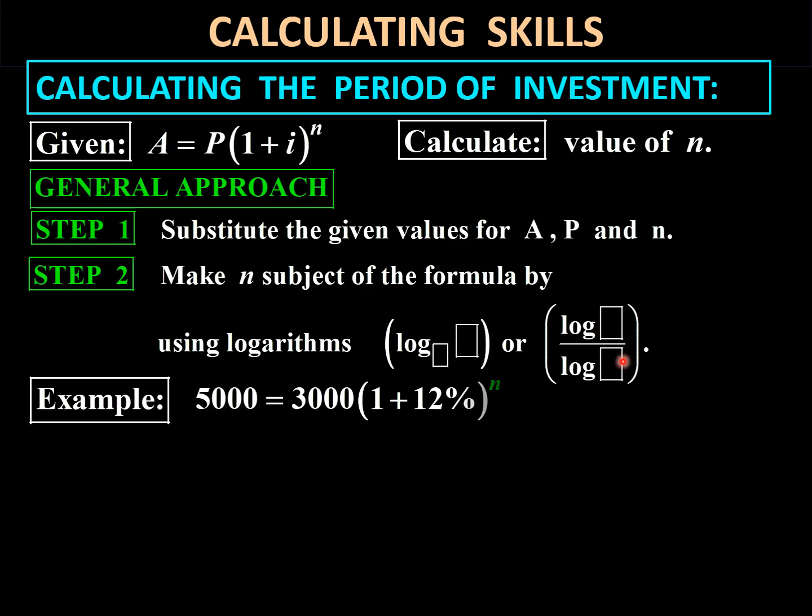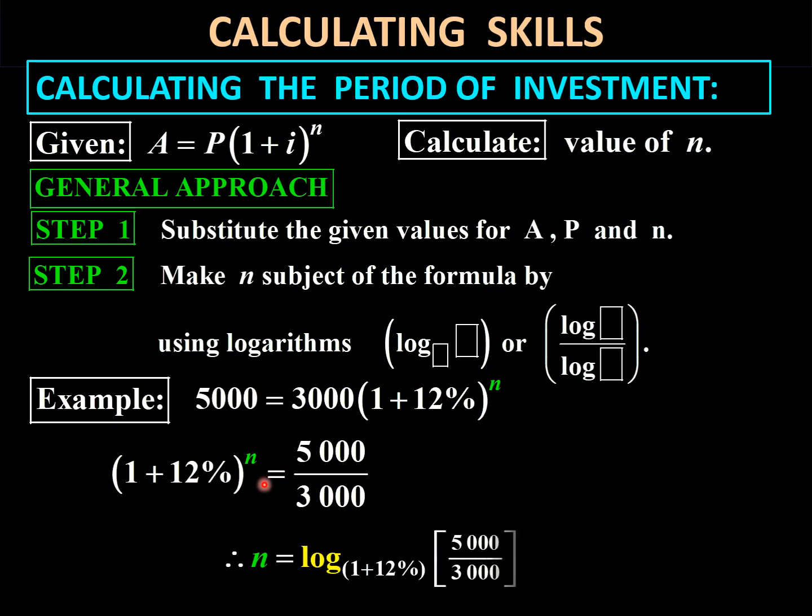Let's take an example. After substituting, again there, we have to transpose the 3,000. Transposing the 3,000 gives me 5,000 over 3,000. Again, don't use your calculator yet. Now to get the n here, this is exponential, and the inverse of exponential would be logarithmic, right? So I'll have to get the logarithm, and this base there becomes the base of the logarithm, and there I have my 5,000 over 3,000. If we put this in your calculator, the answer is approximately 4.5.